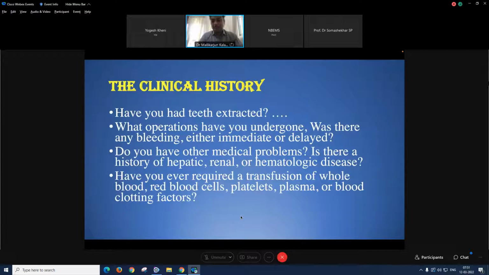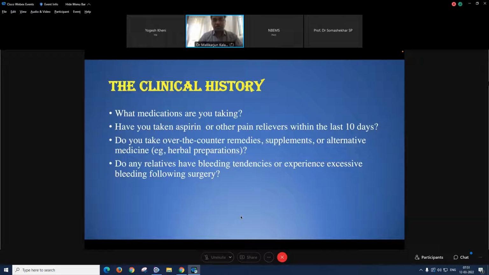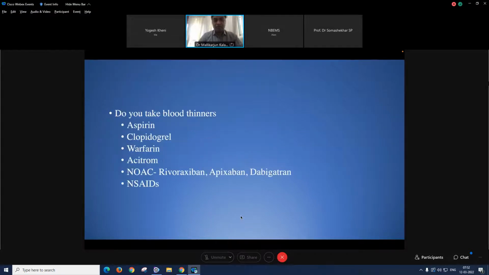Have they ever received a coagulation factor? Have they had platelet or plasma transfusion? So these are the questions that one needs to ask. Are the patients on blood thinners or antiplatelet agents? Simply when you ask them, they might then know that it is relevant and tell you. And sometimes those need to be reversed before surgery.